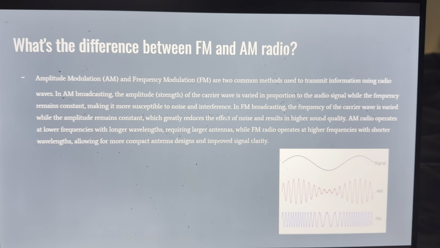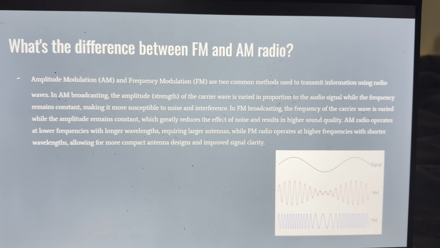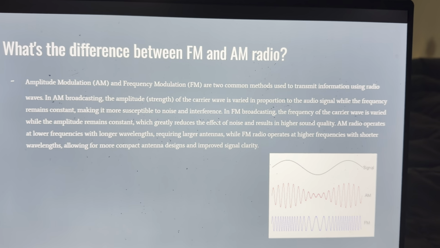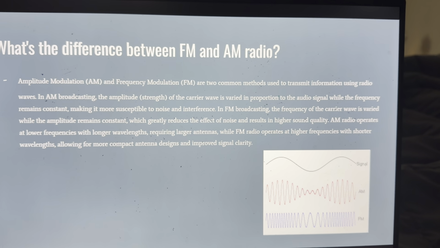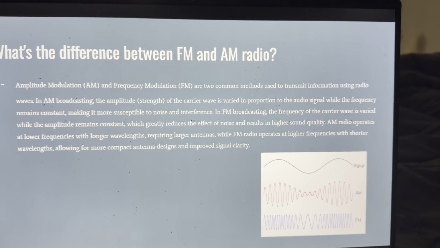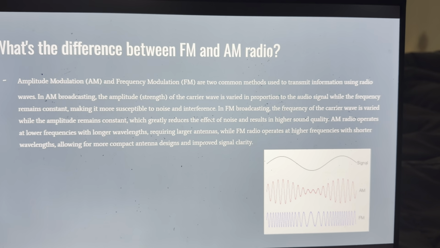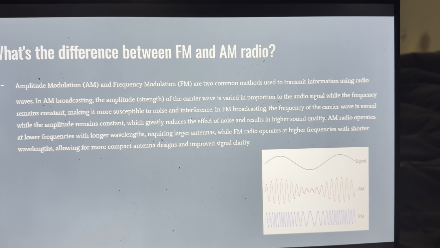So what's the difference between FM and AM radio? AM and FM are two common methods used to transmit information using radio waves. In AM, the amplitude, or strength, of the carrier wave is varied in proportion to the audio signal, which we can see here. In FM broadcasting, the frequency of the carrier wave is varied, while the amplitude remains constant. So you can see here the amplitude of this wave stays the same.